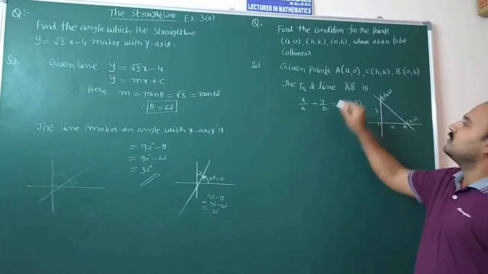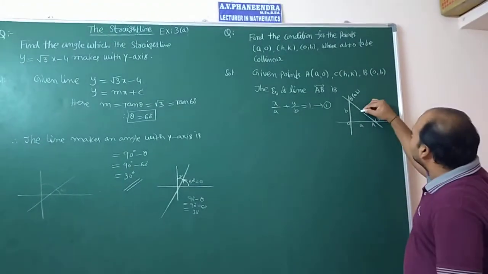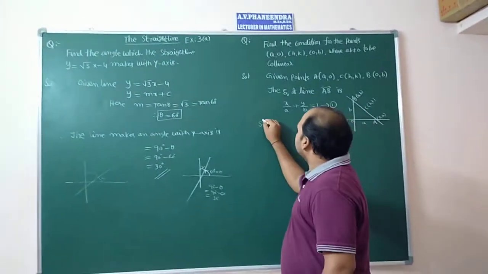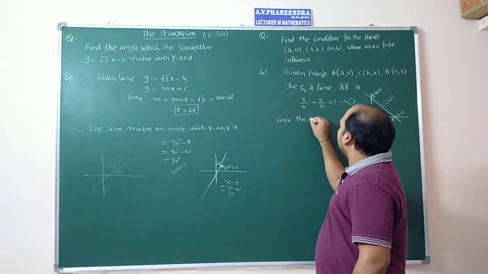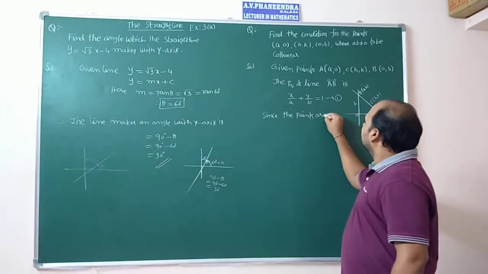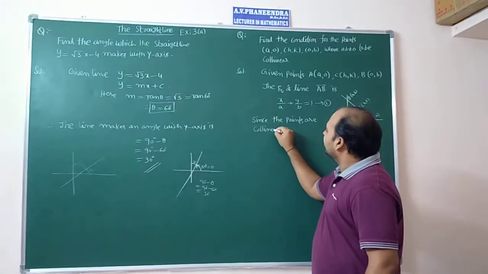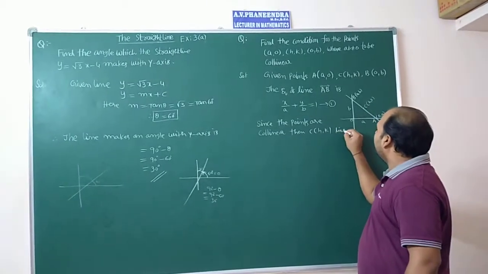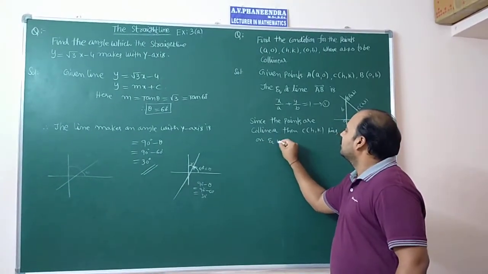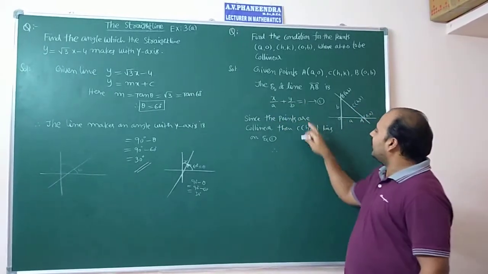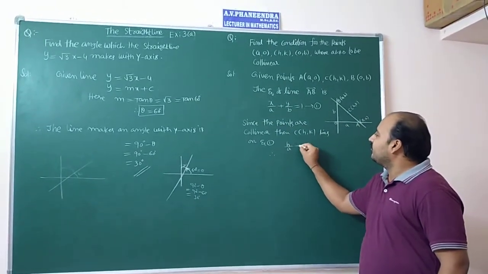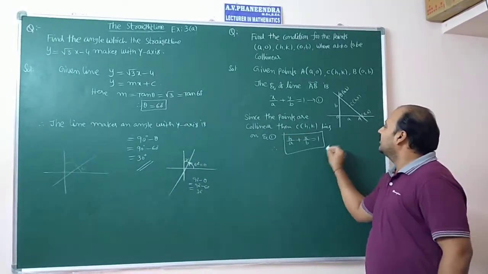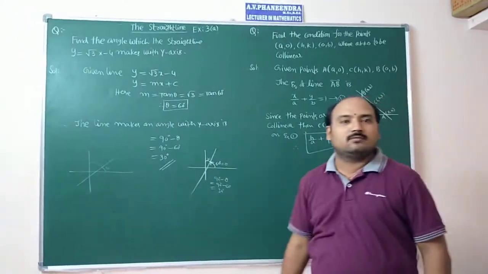Put that equation number 1. Since the points are collinear, the point C, which I am taking as h comma k, is not a midpoint. Since the points are collinear, C of h comma k lies on equation 1. Therefore, in place of x comma y, substitute h comma k: h by a plus k by b is equal to 1. This is the condition for the given points to be collinear.